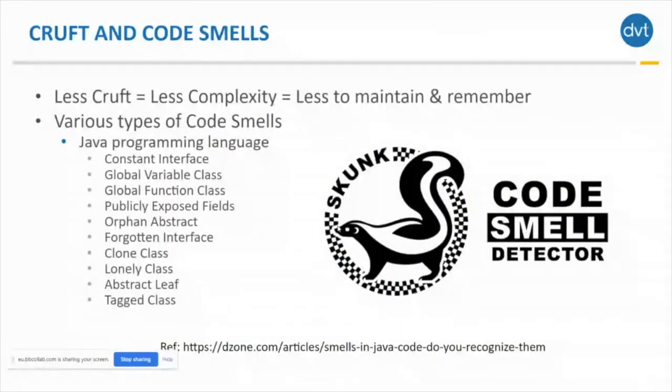The less cruft you have, the less complexity you are introducing into your architecture and your application, and there's less headache to maintain and manage it. You can remember things quickly. If you don't do that, there are various ways of identifying bad code, which is what code smell is all about. In the Java programming language, there are a variety of code smells that I've mentioned over there. And there are various tools available to help you understand what is happening when you write the code, showing you that if you write a piece of code this way, it will introduce a certain kind of code smell that might affect your code base.